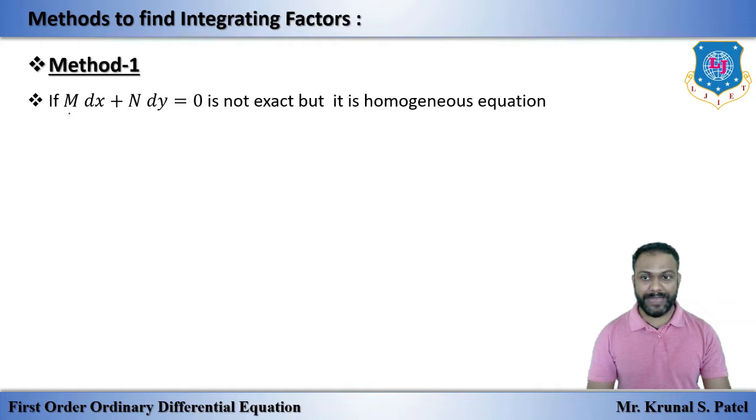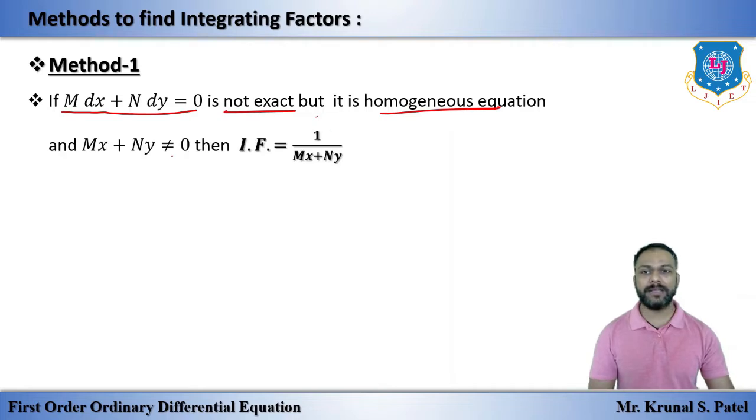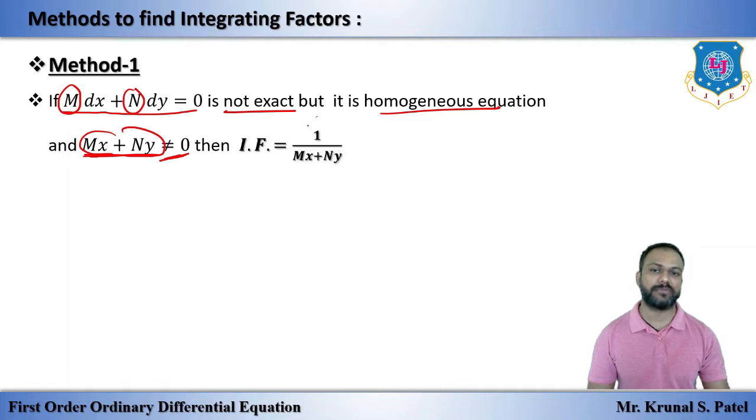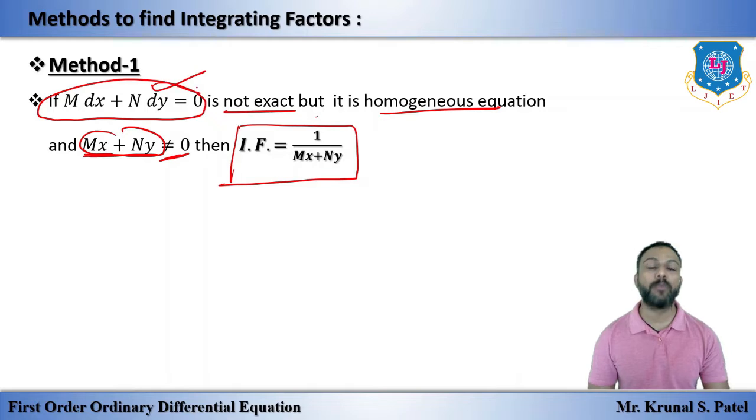In method number 1, if M dx plus N dy is equal to 0 is not exact, that is the first condition, but it is a homogeneous differential equation, and we have Mx plus Ny, that means multiply M with x and multiply N with y. Addition of these two is not equal to 0, then the IF becomes 1 upon Mx plus Ny. This is our IF. So you have to remember that the given differential equation is non-exact and is of the homogeneous form.